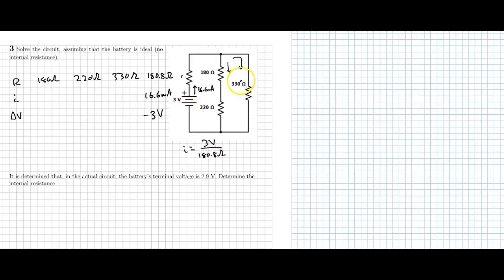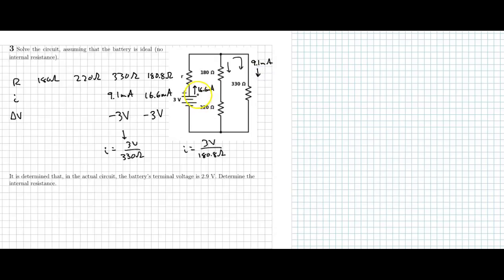So this 330 ohm resistor, I have to lose 3 volts across that. I have to lose 3 volts across the 180 and the 220 ohm resistor together, but I don't know how much over either. But since I have 2 of the 3 here, I can say that I is 3 volts over 330 ohms, which will give me 9.1 milliamps. Alright, so that's down this branch, 9.1 milliamps.